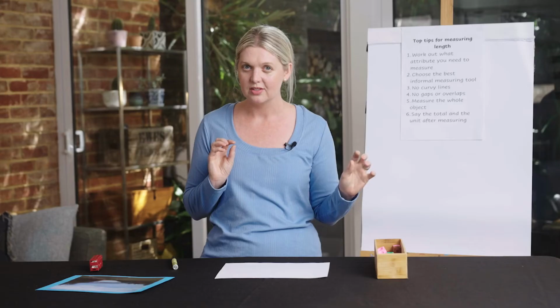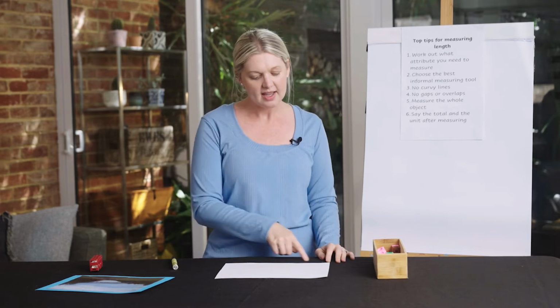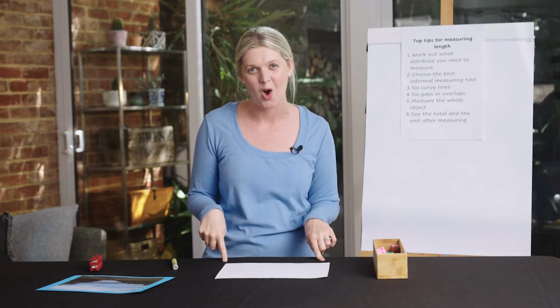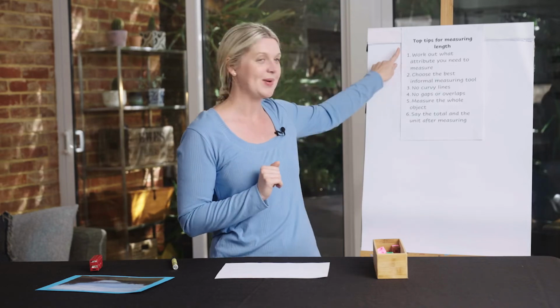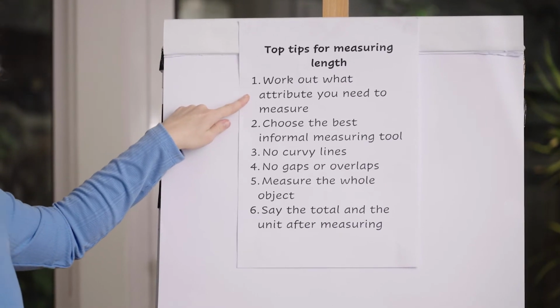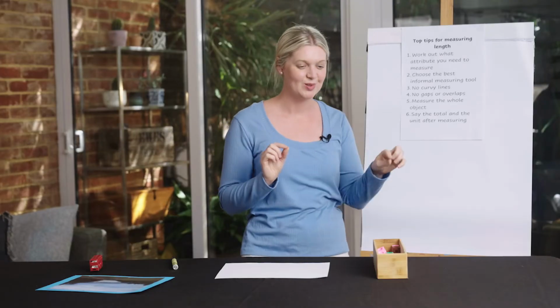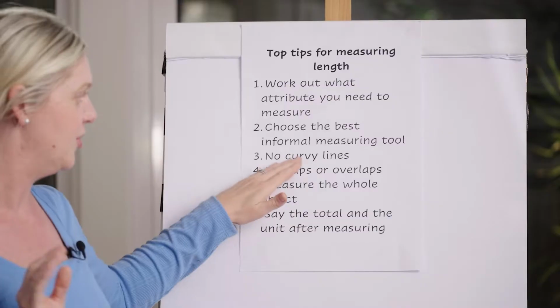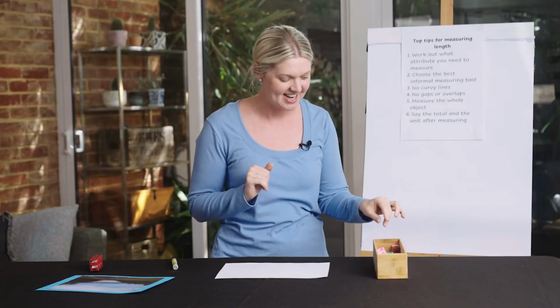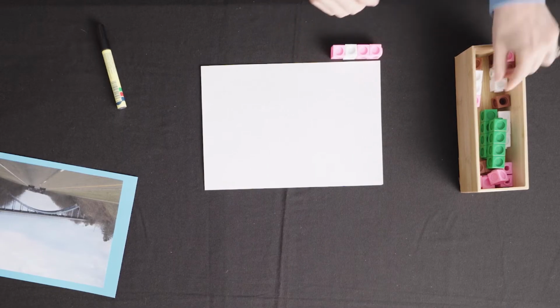Now, I'm going to use Unifix cubes as my informal measuring tool. Now, I'm going to visualize what one Unifix cube looks like. And my estimate is, I'm going to say 10 Unifix cubes long. Let's measure and check. We have to remember our top tips. So we know that first we're measuring the length. Our uniform, informal measuring tool is Unifix cubes. No curvy lines, no gaps. Let's get started. Okay, here's 4 already. I'm going to line it up nice and straight, starting at the beginning.